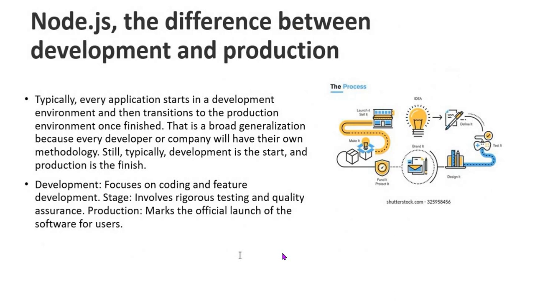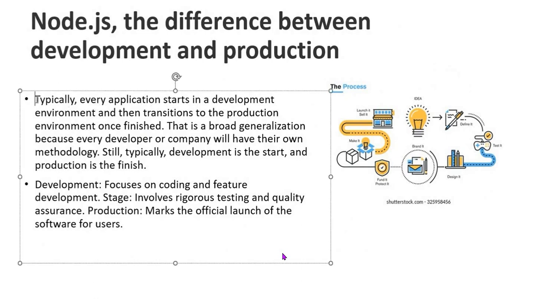And this is the difference between development and production. There are two phases in developing a project: first is development and second is production. Development is the phase when we start developing the website, and production is the phase when we are finishing. So typically every application starts in development and then transitions to the production environment once finished.